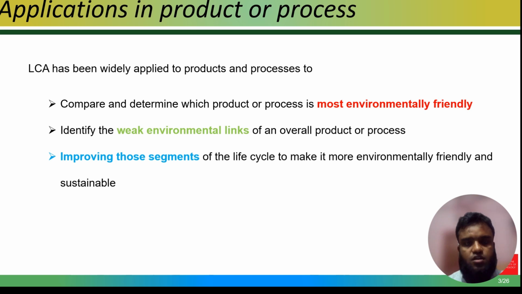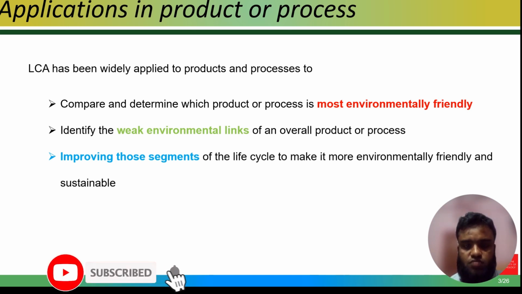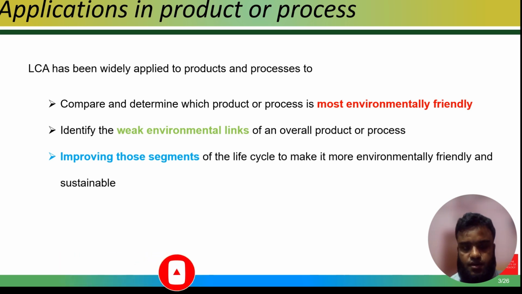So what are the applications for a product or process? Life cycle analysis has been widely applied to a product and process to compare and determine which product or process is most environmentally friendly. The second one is to identify the weak environmental links of an overall product or process. And the final one is to improve those segments of the life cycle to make it more environmentally friendly and sustainable.